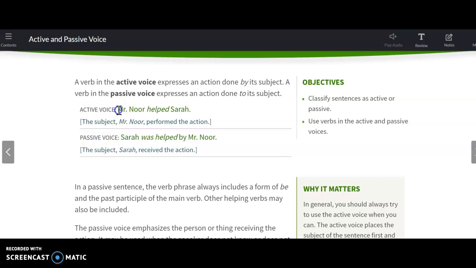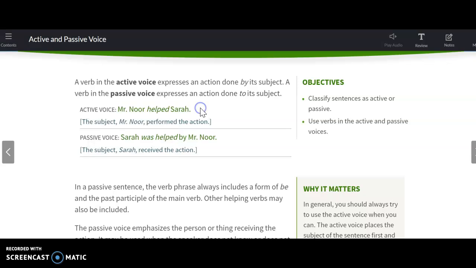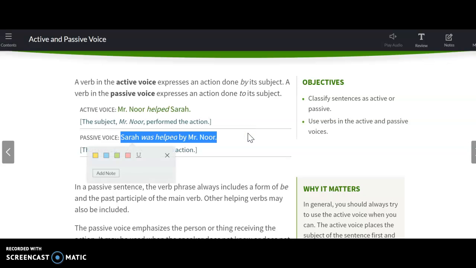All right, so here's another example of active versus passive voice. Really simple one. I think simple examples are best. Mr. Noor helped Sarah. Here, Mr. Noor is our subject, and he's doing the action. He's helping. But if we look at the passive example, Sarah was helped by Mr. Noor. Here our subject is Sarah, and she's not doing anything. She's receiving something. In this case, it's help by Mr. Noor. So that's passive.